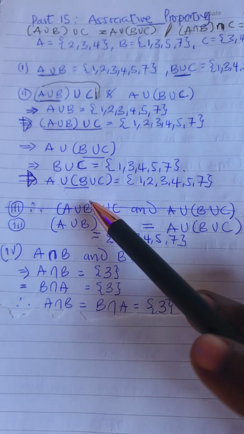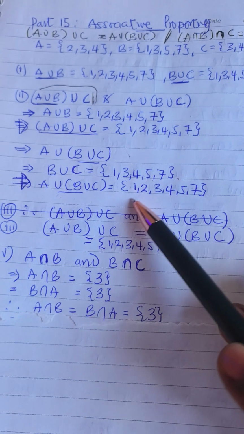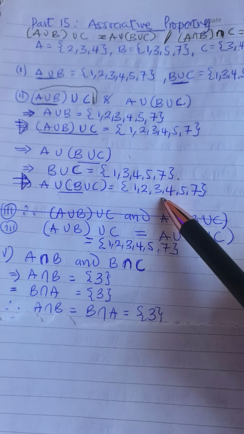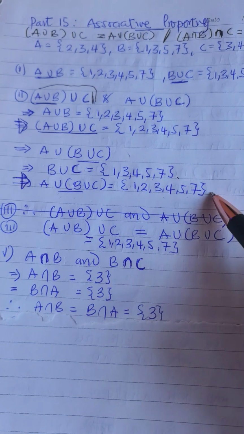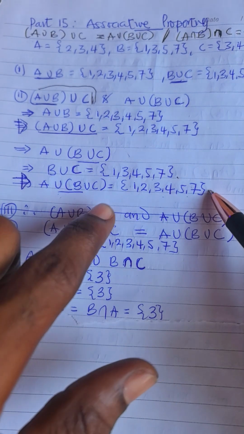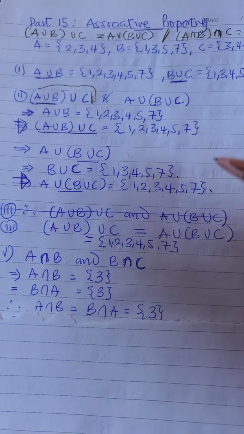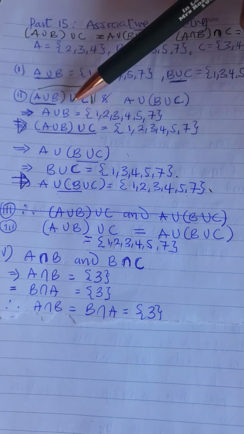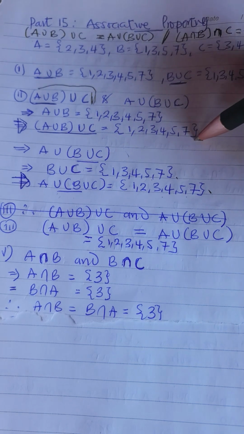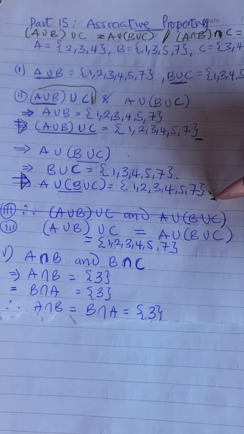Right? So we can see that now combining all of them from the top here, we have 1, 2, 3, 4, 5, 7. You get the point. So we can see that A union, B union C is giving us the same result as what is here, right? And this was this, and now we are seeing it here. So what does this tell us? They are associative. It's as simple as that.